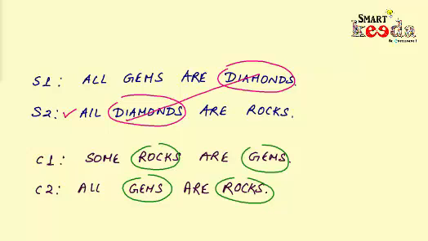Therefore, we can deduct the middle term, and a combination of all plus all will give an A-type statement, and we'll get the conclusion as all gems are rocks, which is our conclusion number 2. Now if we convert C2 using the method of conversion, we'll get some rocks are gems, which is mentioned in C1. Hence we can see that both the conclusions C1 and C2 follow here.